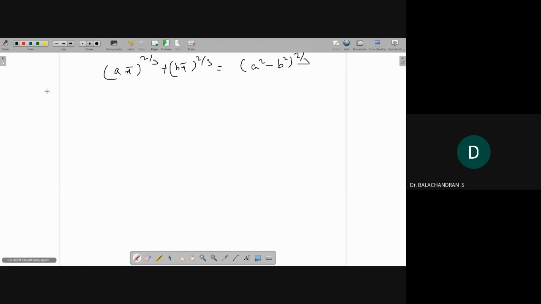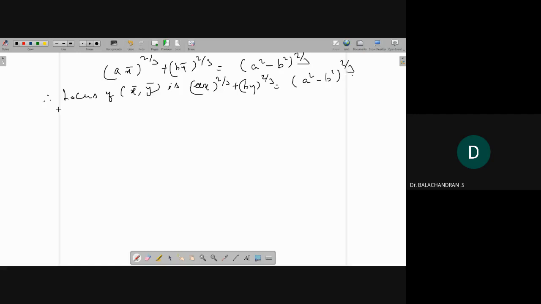So therefore the locus of x bar comma y bar is ax whole power 2/3 plus by whole power 2/3 equal to a square minus b square whole power 2/3. So this is the evolute of the ellipse. Okay. So third problem. I think we solved the first problem, y square equal to 4ax, and the second problem is the ellipse. Third problem, find the evolute of the hyperbola.